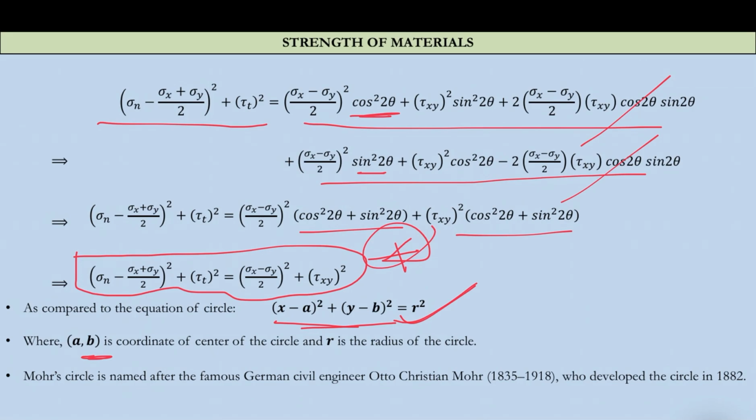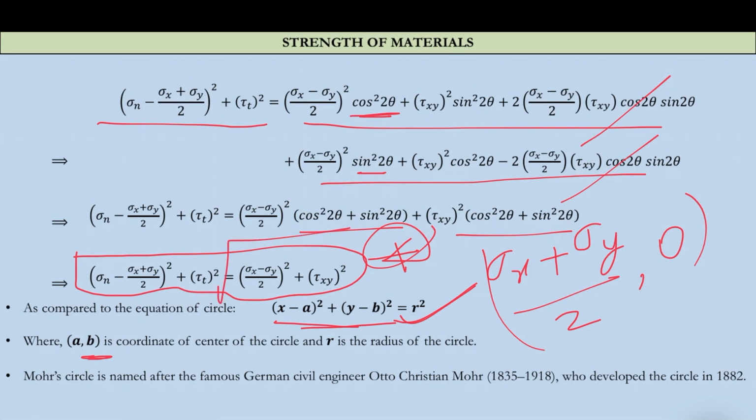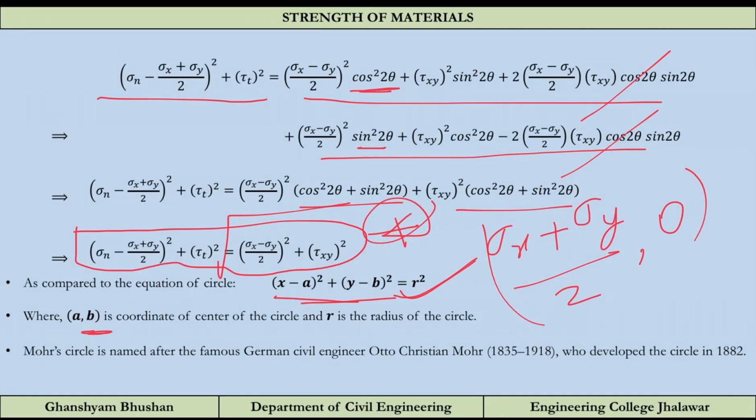So after analyzing this, you can say (sigma x plus sigma y)/2 comma 0 will be the center, and the square root of this equation, whatever is in the RHS, is the radius. Okay, so let me just tell you how this circle can be drawn.